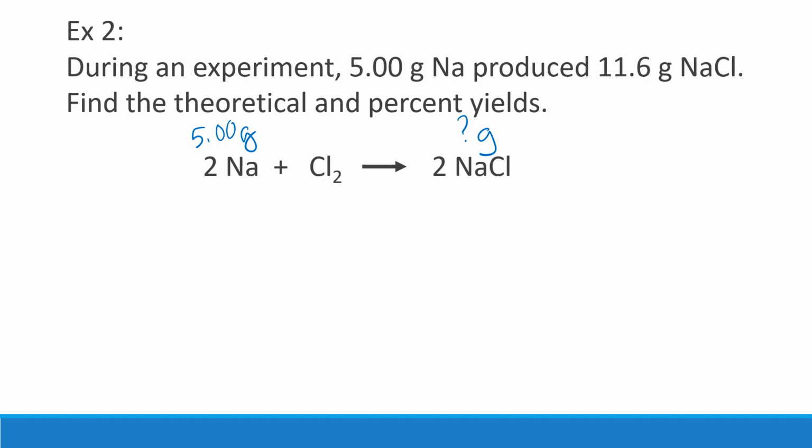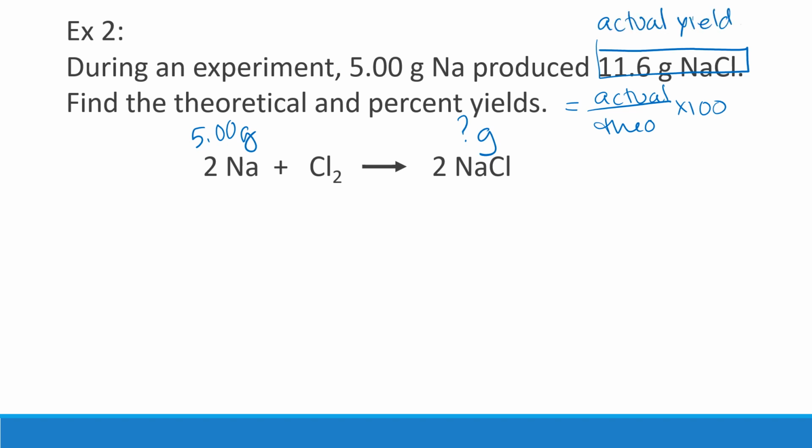Right? To find the percent yield, I know I need percent yield equals the actual yield divided by the theoretical times 100. So I will need that actual yield. I'm going to calculate the theoretical yield. I'll need the actual yield. So look at what the problem says. During an experiment, 5 grams of sodium produced 11.6 grams of NaCl. This thing right here, that is our actual yield. So just parse the sentence and figure out what roles everything is playing.